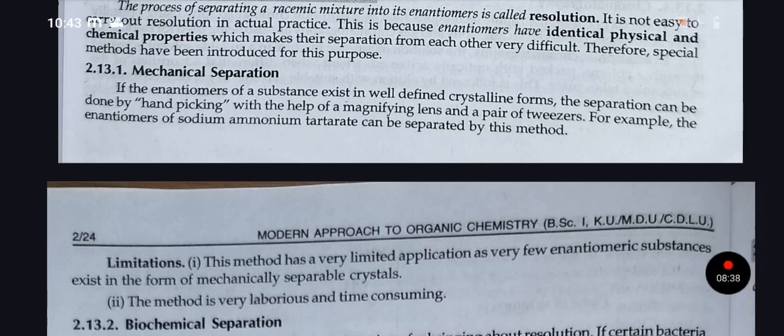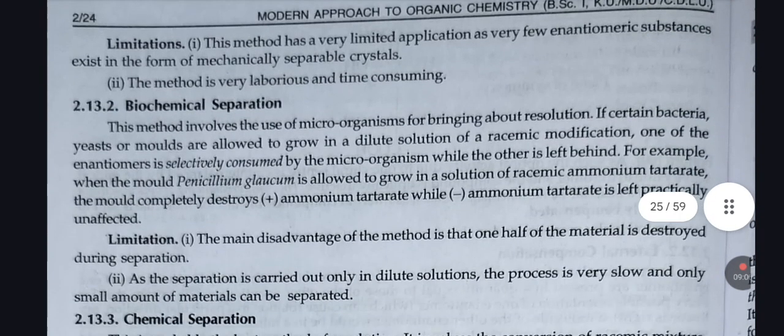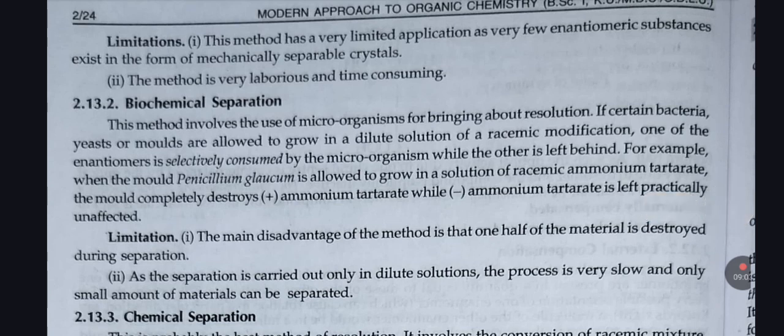Mechanical separation. If the enantiomers of a substance exist in well-defined crystalline form, the separation can be done by hand picking with the help of a magnifying lens and a pair of tweezers. For example, the enantiomers of sodium ammonium tartrate can be separated by this method. Limitation. This method has very limited application as very few enantiomeric substances exist in the form of mechanically separable crystals. The method is very laborious and time consuming.